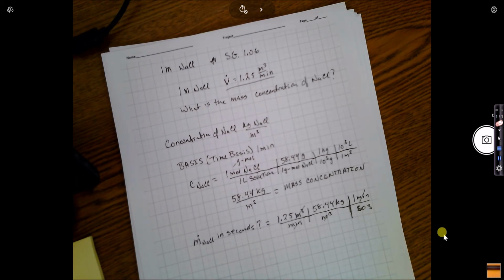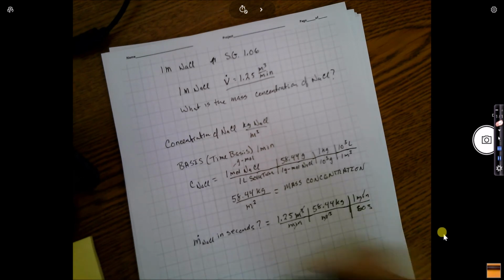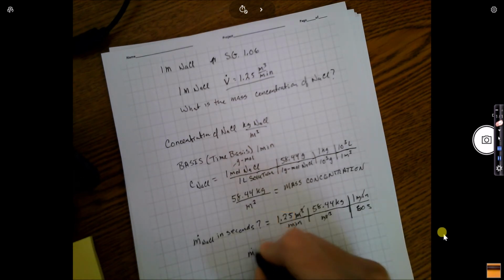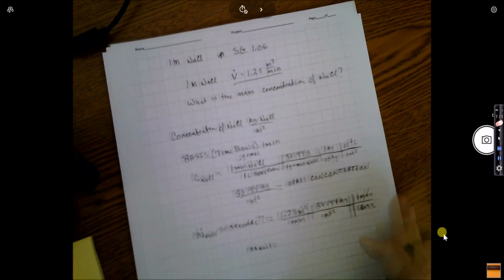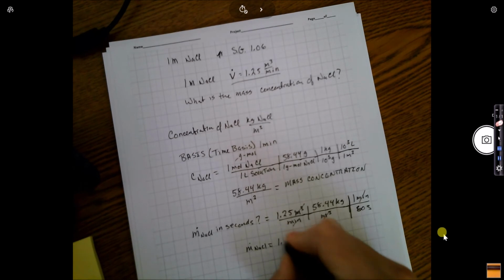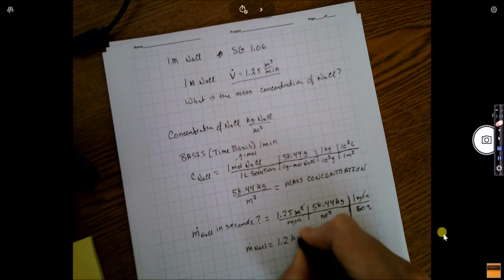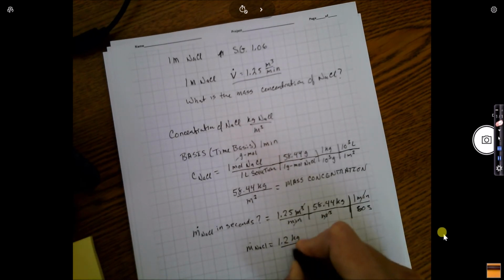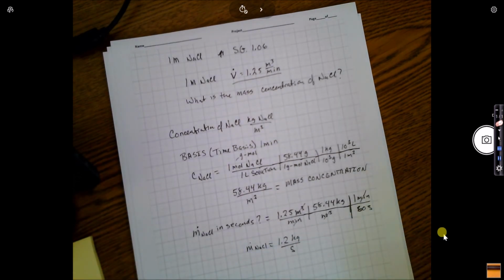So 1.25 times 58.44 divided by 60. And so the mass flow rate of sodium chloride in seconds is 1.2 kilograms per second. Okay.